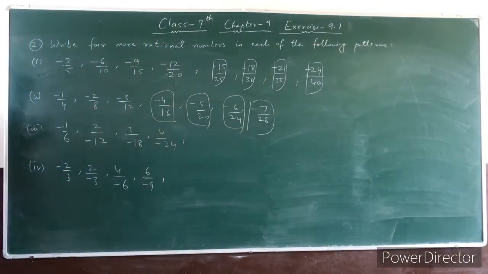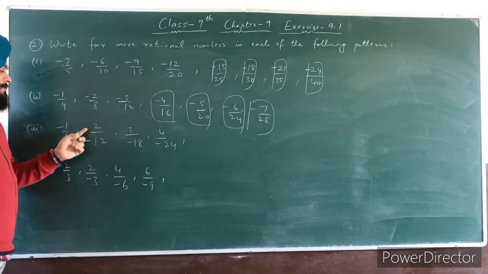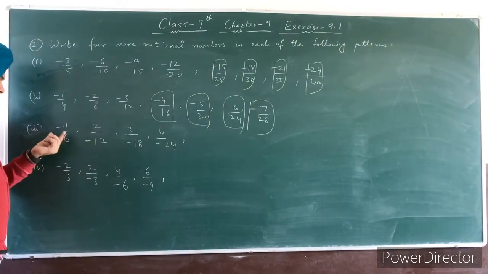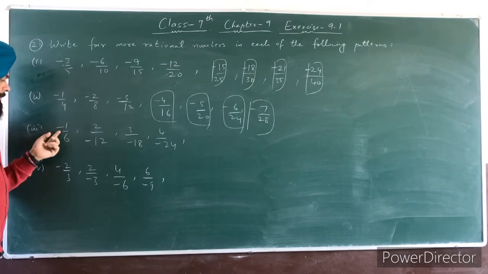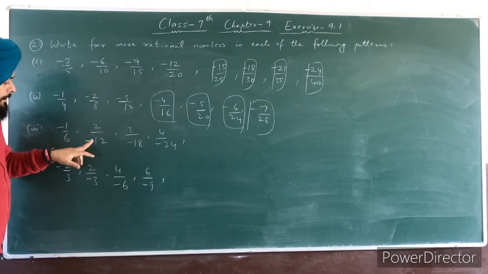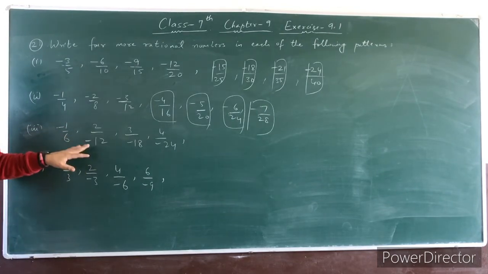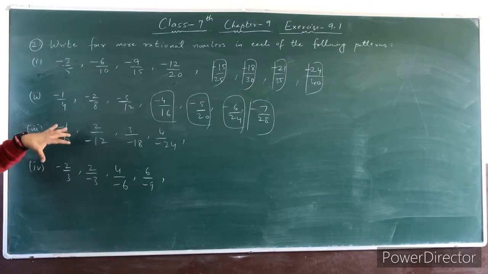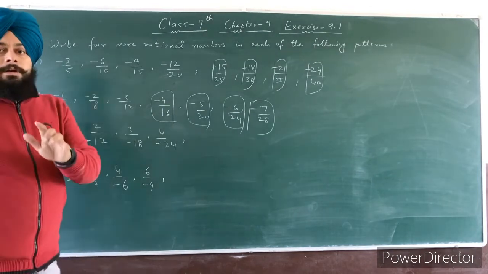The next, third part is minus 1 over 6, 2 over minus 12. So you can see the negative sign written in the numerator and the negative sign written in the denominator. It doesn't matter whether you write the negative sign in the numerator or in the denominator.